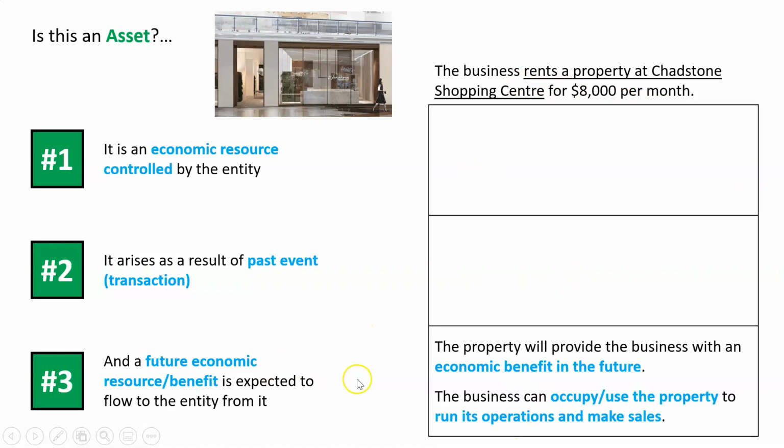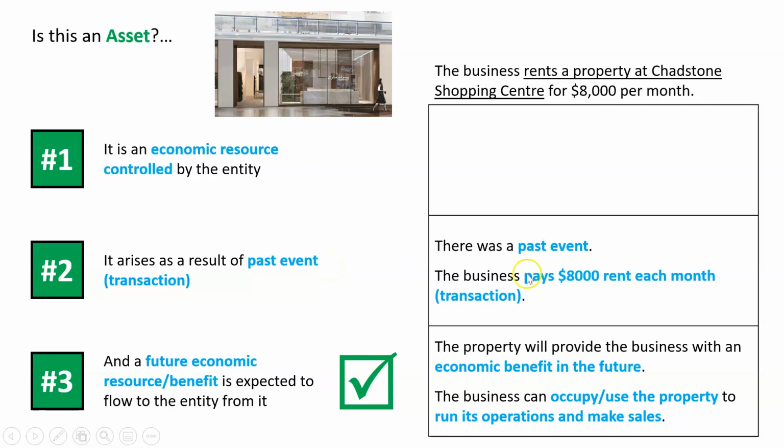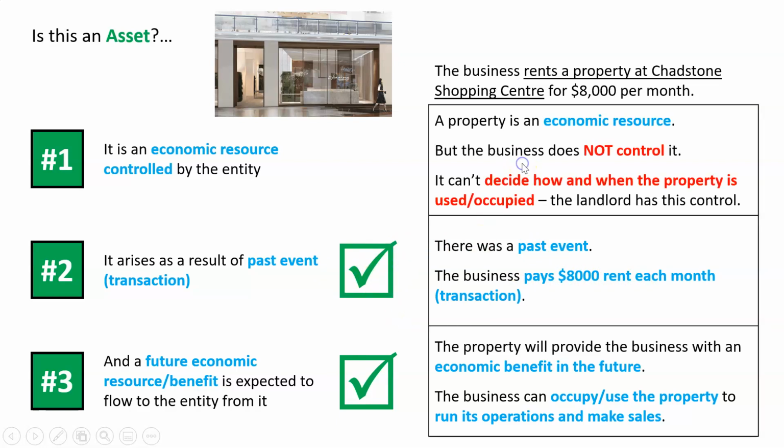Is there a future economic benefit for the business? Absolutely. In fact, it's the same as if we bought the property. We can occupy it or use it to run our operations and make sales. So we've got a tick. Is there a past event that resulted in acquiring this asset or this item? Absolutely. We pay $8,000 rent each month. That's a transaction.